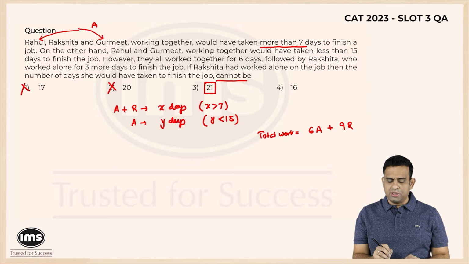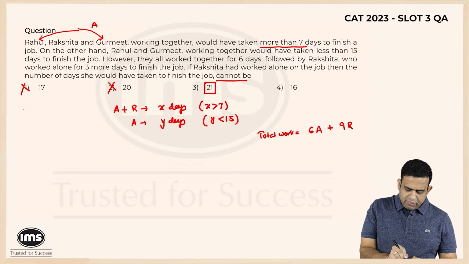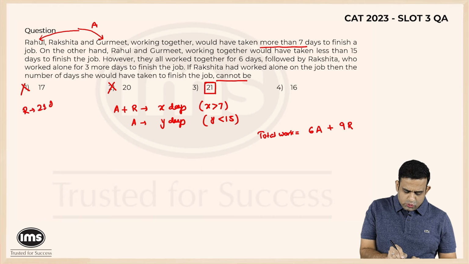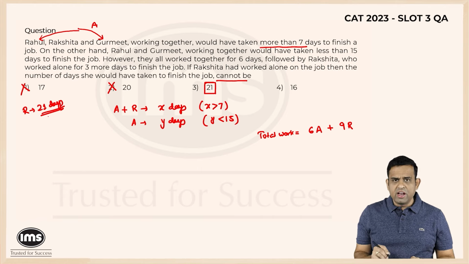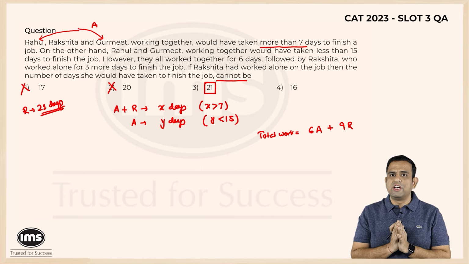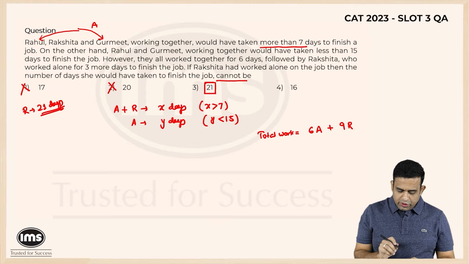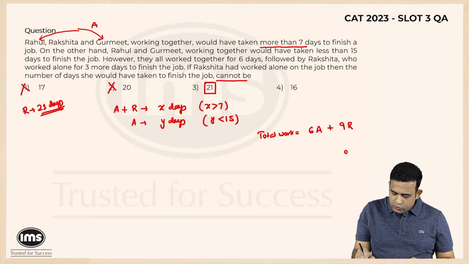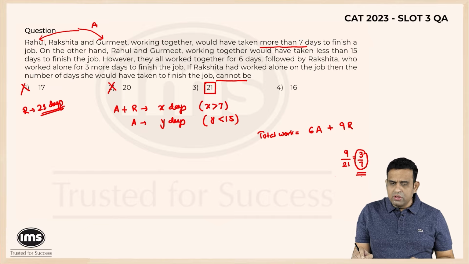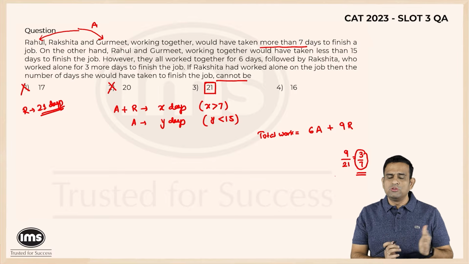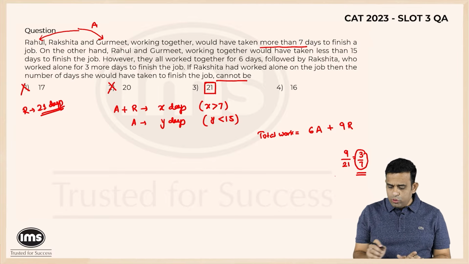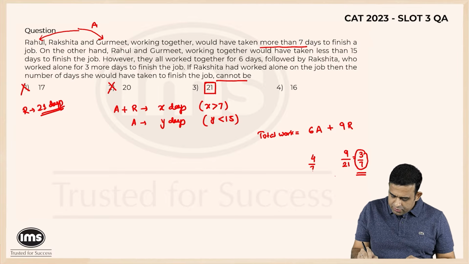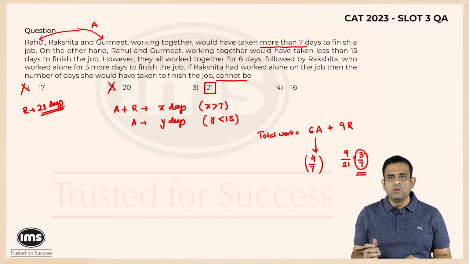I am testing with option number 3. What does that mean? Rakshita takes 21 days to complete the job. So I can figure out what proportion of the work is done by Rakshita in 9 days. In 9 days' time, Rakshita will do 9 by 21, and this is nothing but 3 by 7. So if 3/7 of the work was done by Rakshita alone in those 9 days, the remaining 4/7 must have been done by this group of Rahul and Gurmeet in those 6 days.